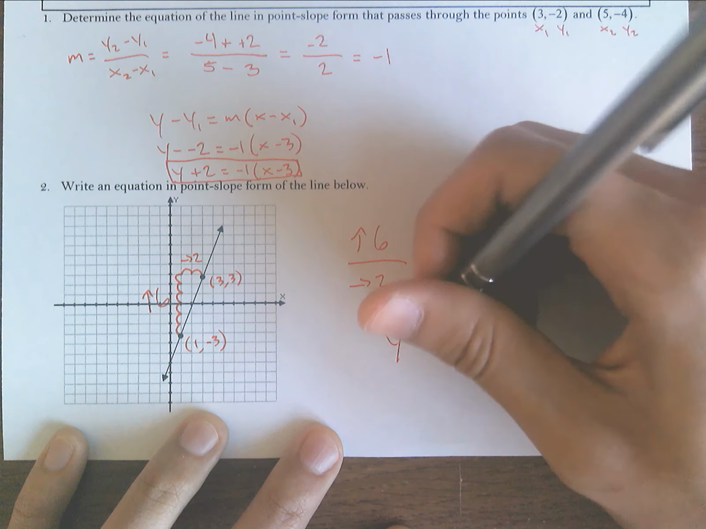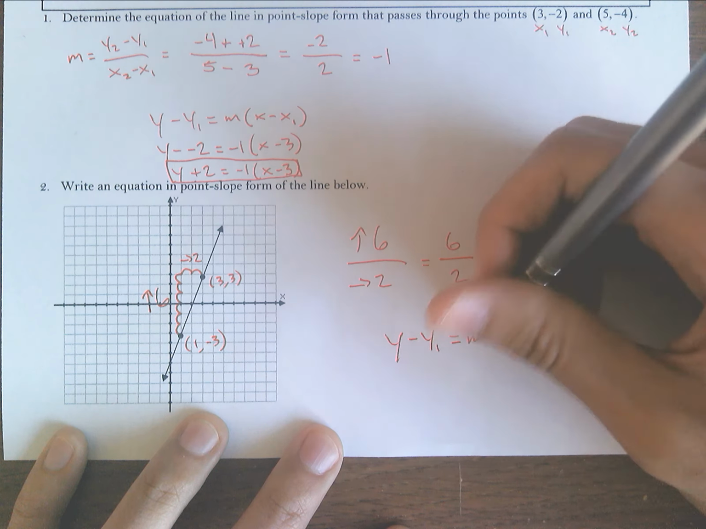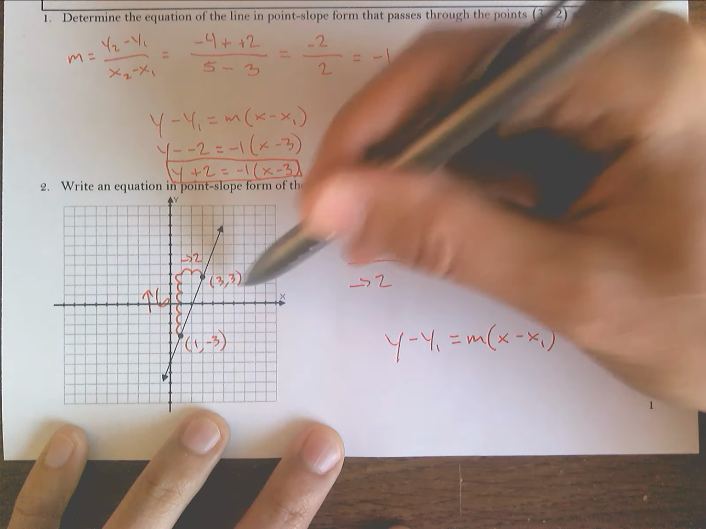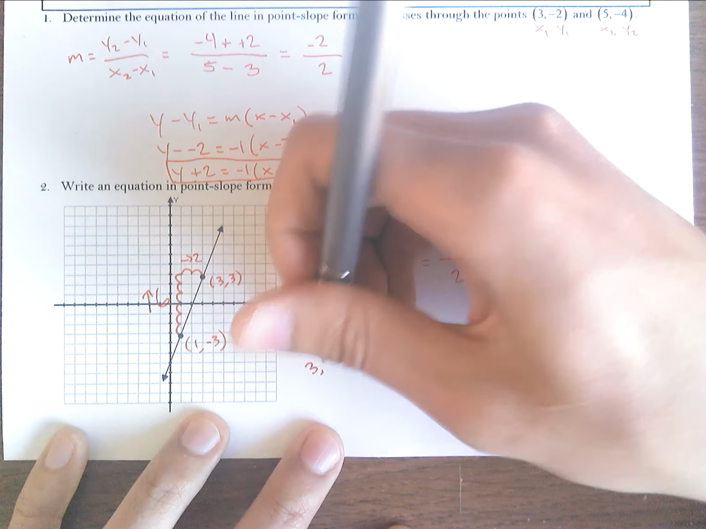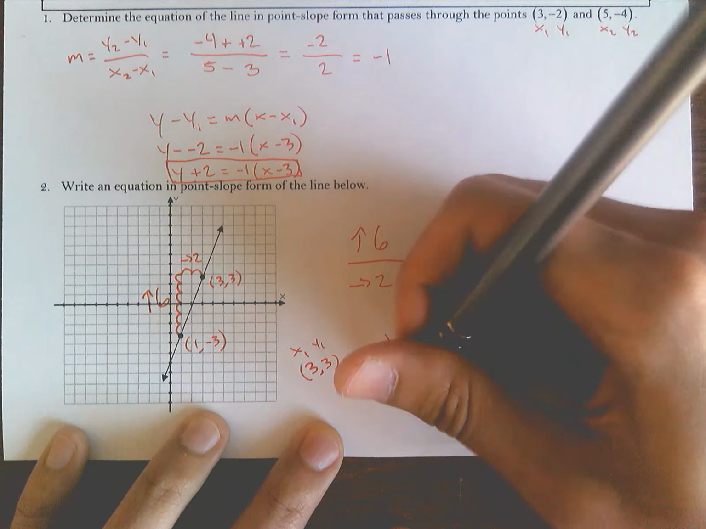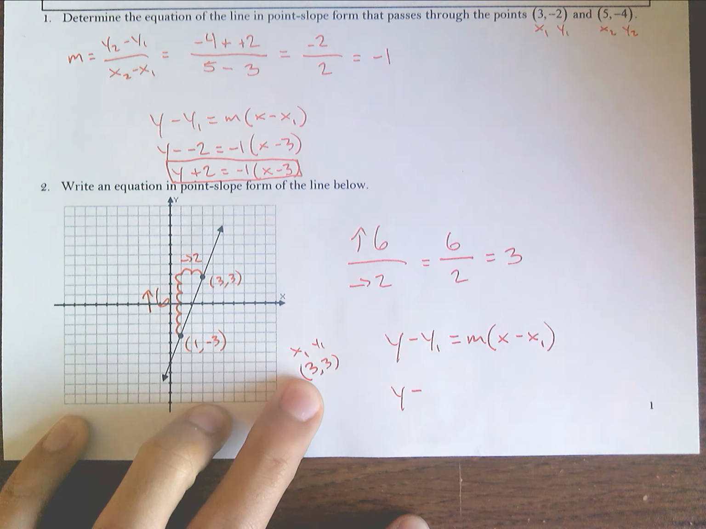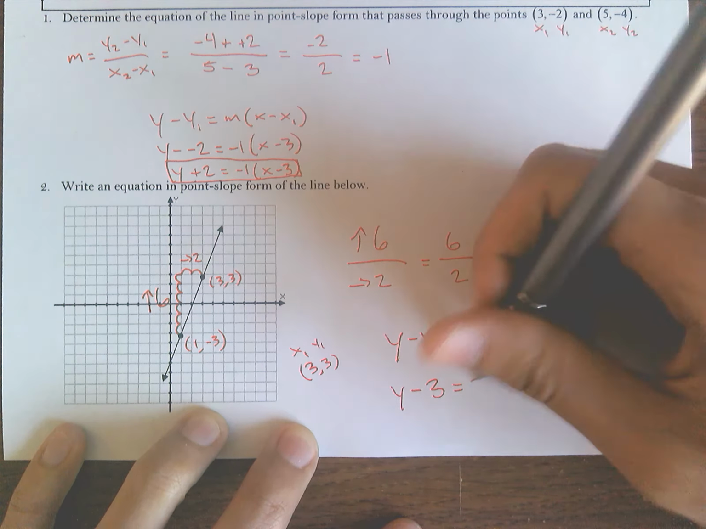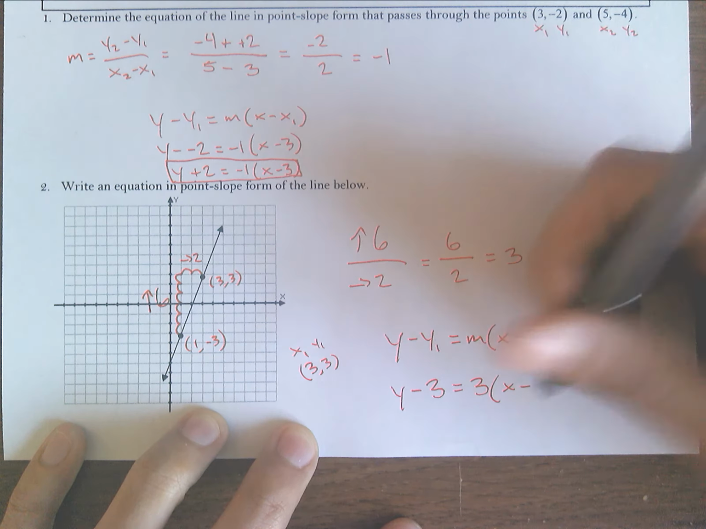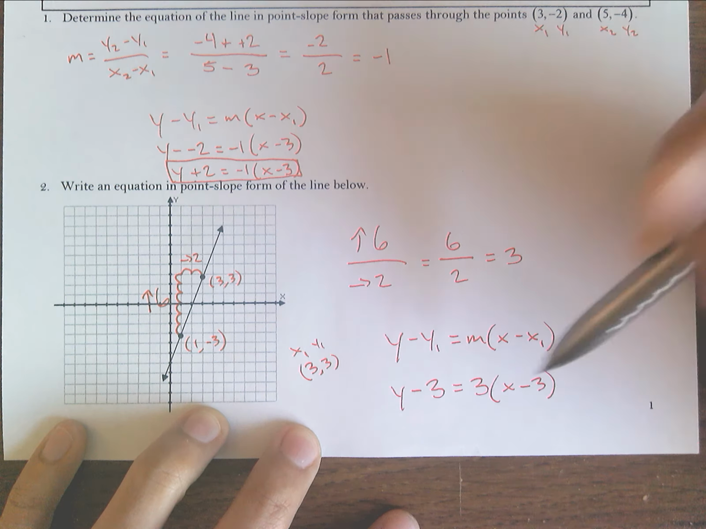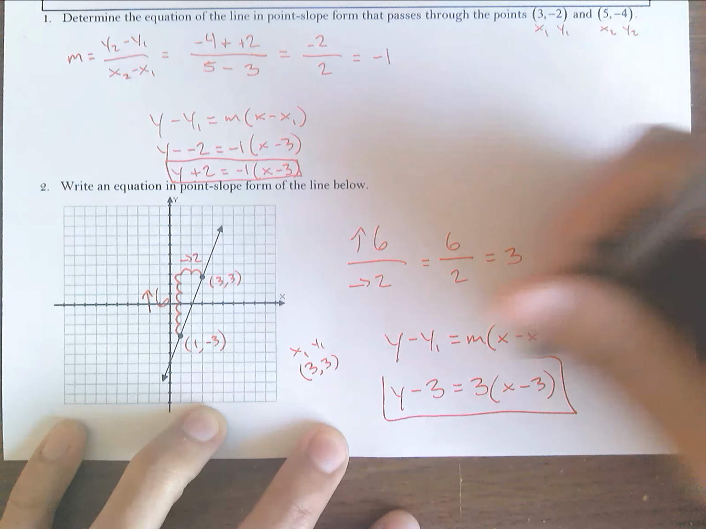Then plugging into point slope form, y minus y1 equals m times x minus x1. We choose one of these points to be our x1, y1. We'll choose 3, 3. Now we can just plug it in. y minus y1, and y1 is 3, equals m, our slope, so 3, times x minus x1, and x1 is 3. Notice we're in point slope form. We've got an x and a y. That's true for any equation for a line.